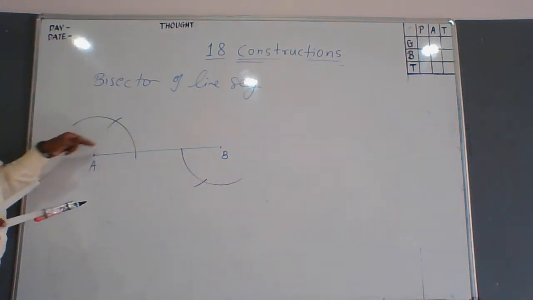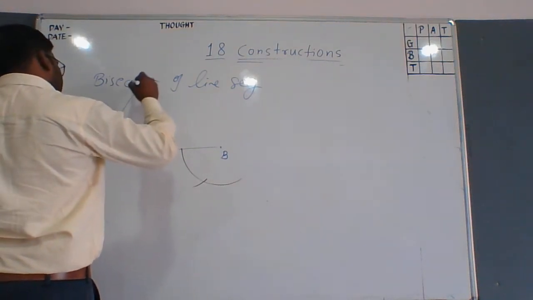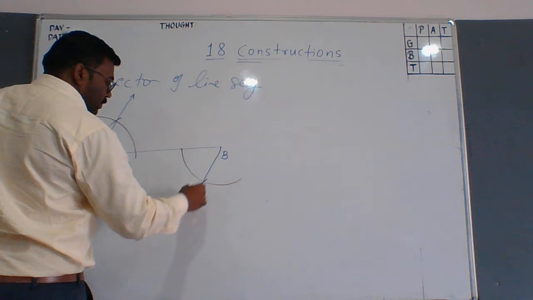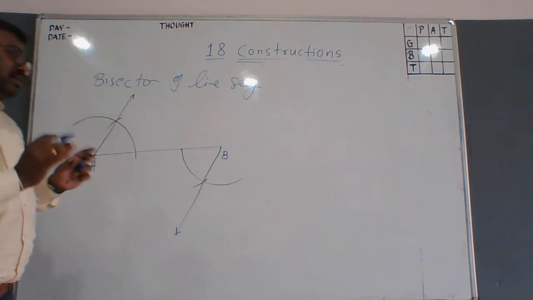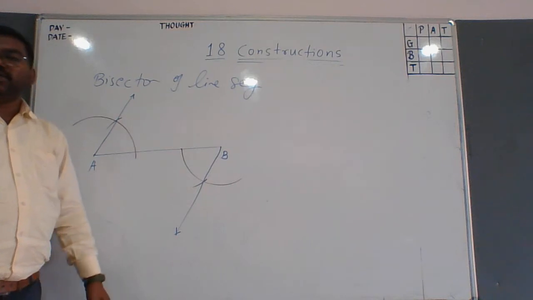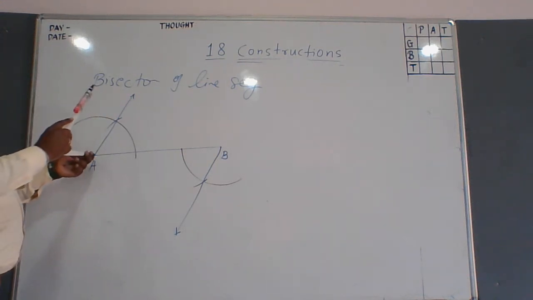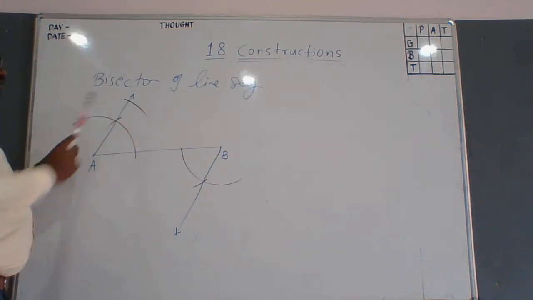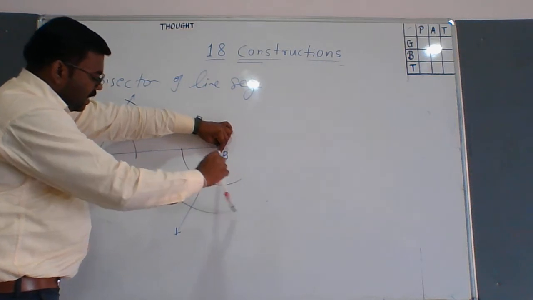So this is the 60° angle in the upward direction, and this is the 60° angle in the downward direction. It is not necessary that we will always take 60°. We can take any angle, but whatever angle we have drawn in the upward direction, the same angle should be there in the downward direction. Now the step. Take any measurement in the compass, put the pointer on A, cut the arc, and with the same measurement put the pointer on vertex B and cut the arc.